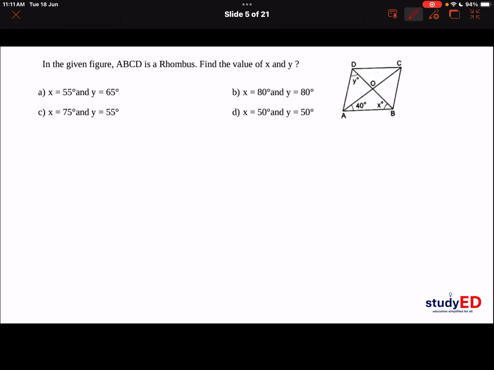In the given figure, ABCD is a rhombus. Find the value of X and Y. Okay, here it's very simple. You just use some transposition properties. I'll construct the figure here.